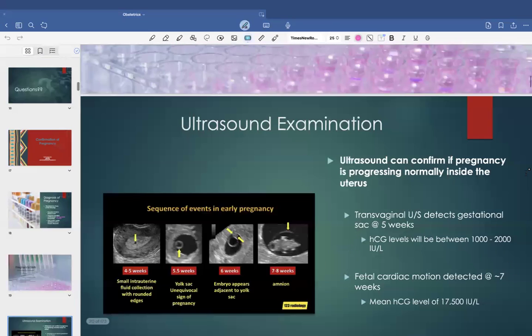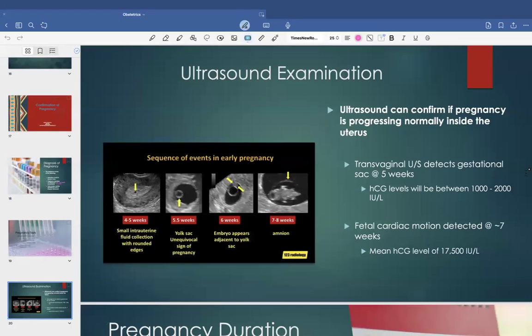The ultrasound is the second way you can confirm pregnancy. And the ultrasound can confirm if it is progressing normally inside the uterus. We're gonna talk about pregnancies that implant outside of the uterus in a few. But you can see on the picture, small intrauterine fluid collection with rounded edges around 4 to 5 weeks. Unequivocal sign of pregnancy is that yolk sac at 5.5 weeks. Around 6 weeks, the embryo appears. It's very tiny there, but a little tiny embryo.